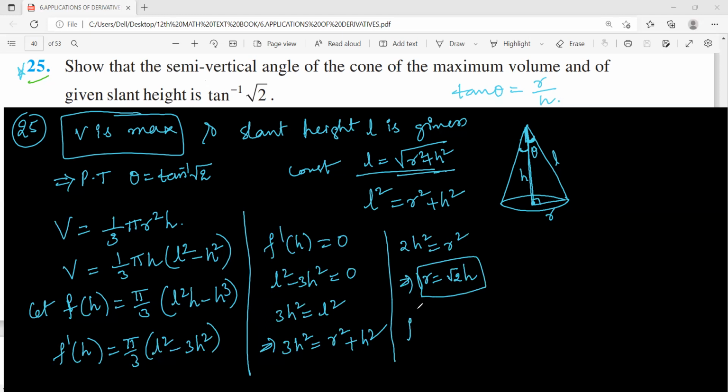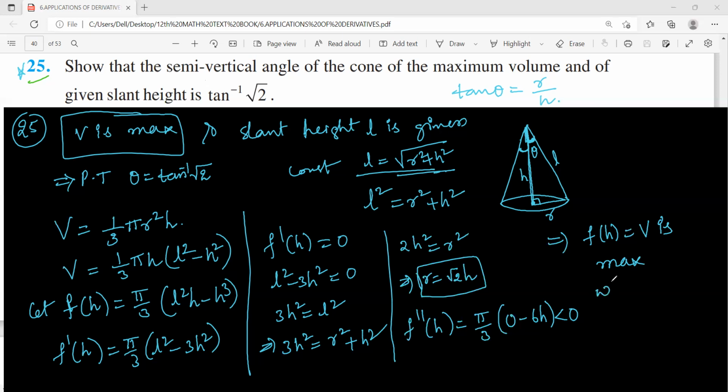Now, second derivative. F double dash of h is what? Pi by 3 into 0 minus 6h, which is less than 0. That implies F of h, that is V, is minimum or maximum? Maximum. V is maximum because F double dash is less than 0. That is, volume is maximum when R equal to root 2 h.